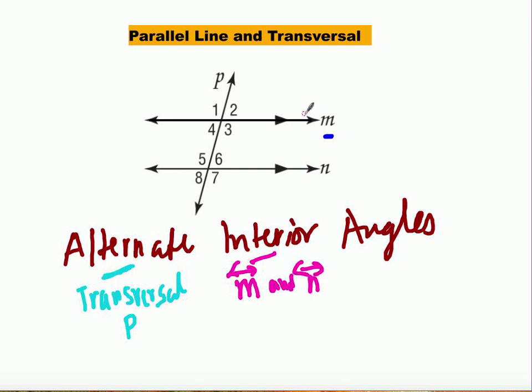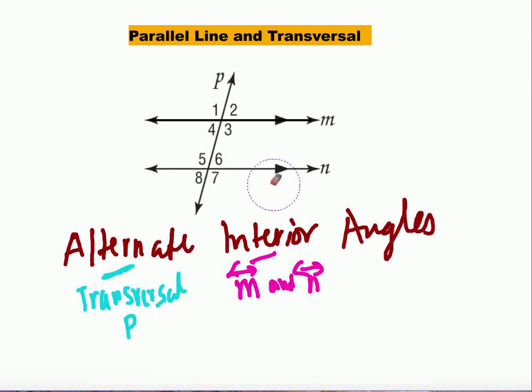So let's figure out those alternate interior angles. First, we're going to look at the interior space between M and N. So we're looking at every angle inside these parallel lines. I'm going to color code it. Any angle that lies inside these parallel lines, which are the interior angles, we're going to look at. So which ones do we have? We have angle 3, 4, 5, and 6. They're inside the parallel lines.